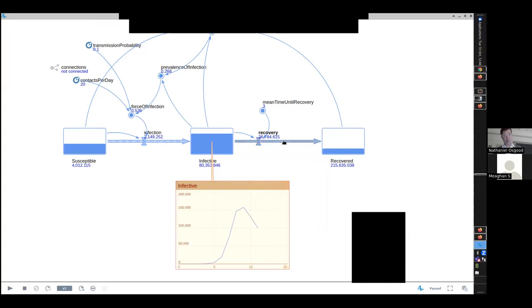Good. There's people recovering here. So that's a key part of it. But what else is happening that's limiting it? Yes, Rachel.